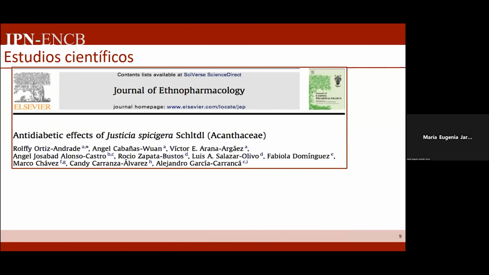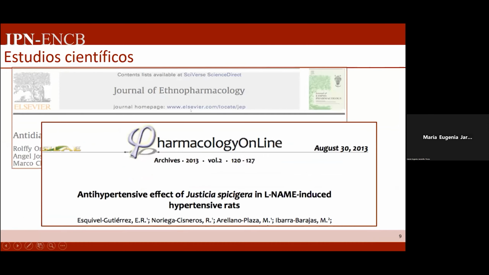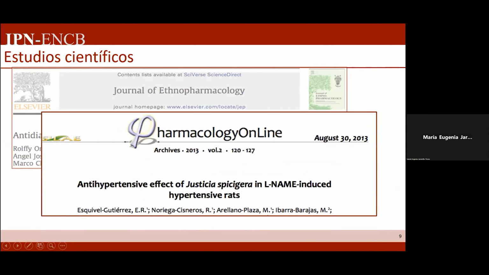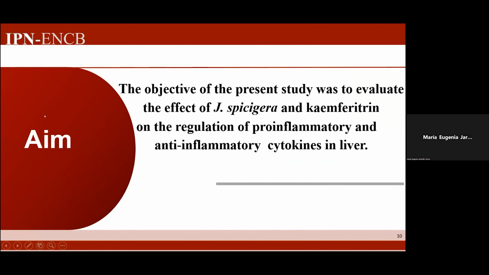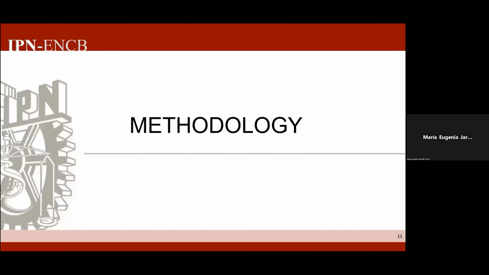There are several studies around Justicia spicigera. For example, in the Journal of Ethnopharmacology, you can find the antihypertensive effect. The aim of this work was to evaluate the effect of Justicia spicigera and kaempferitrin on the regulation of proinflammatory and anti-inflammatory cytokines in the liver.